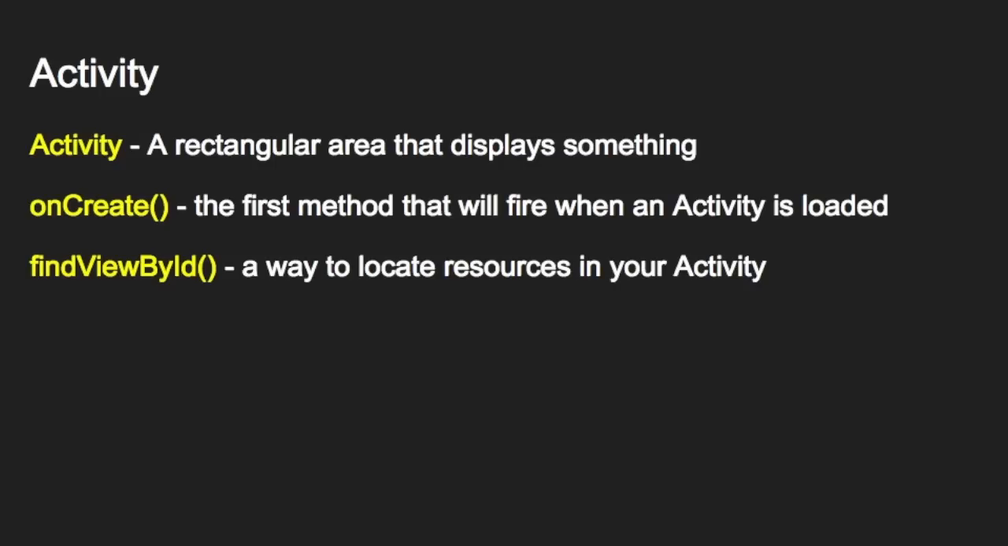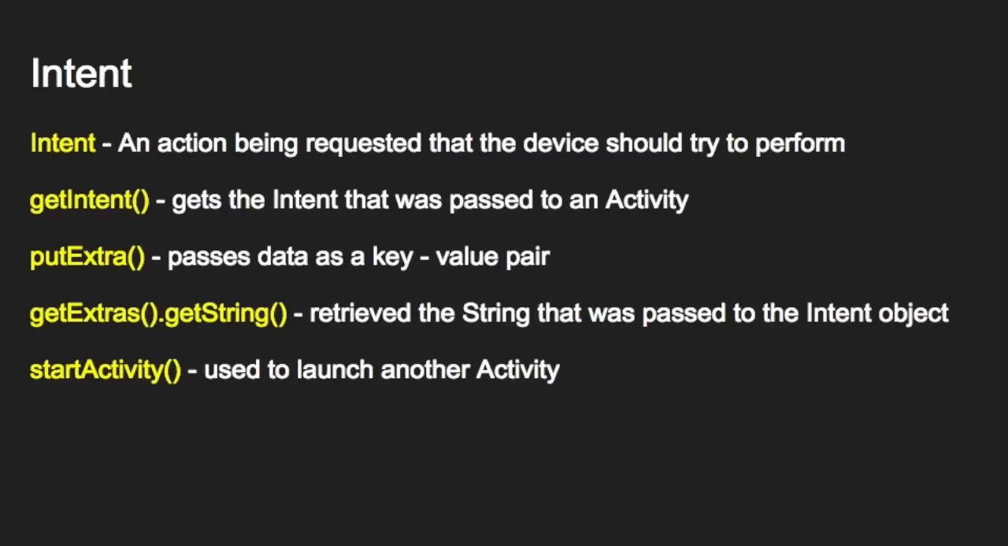The other thing that we did was we analyzed intent. The intent class represents some sort of action that you want to perform. And you can send and get information using intents. So if you want to move from one screen to the next, you could put extra information into your intent. And we use putExtra to pass a key value pair. We could then retrieve that on the other screen by calling the getIntent method, and then getting the extras, and then getting that particular string by giving it the key that we wanted to find out what its value was. And then lastly, we were able to launch other activities using the startActivity method.